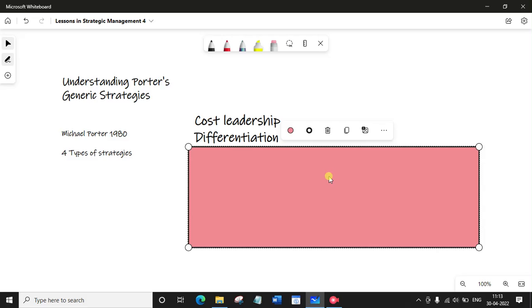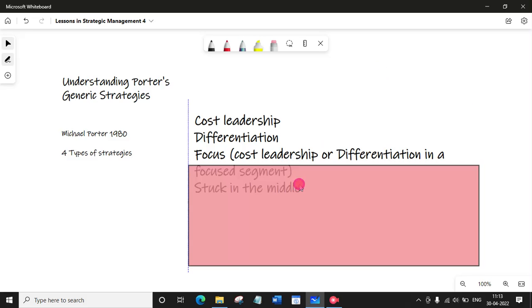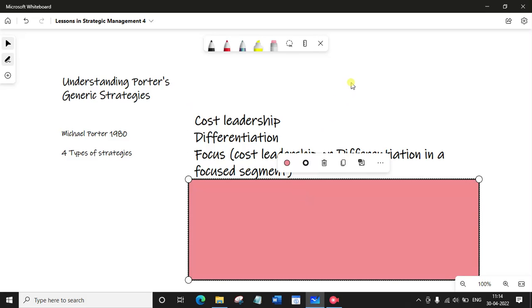Now, the third one he talks about is called a focus strategy. Now, focus strategy is pretty much the same as cost leadership and differentiation. It is cost leadership or differentiation applied in a focused segment. So let's take an example of apartments, right? If you are a builder and you are making apartments and selling it to the masses, you may sell it at a cheaper price than your competitors, or you may sell at a premium price because of the additions and extra facilities and luxuries that you offer.